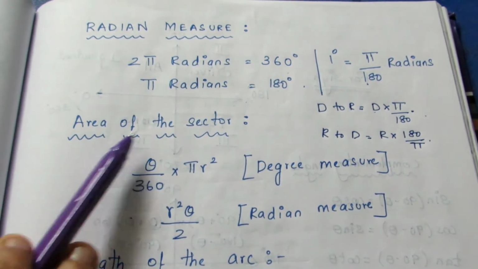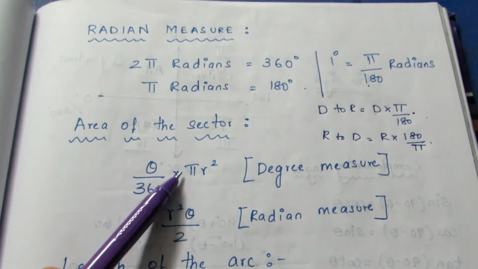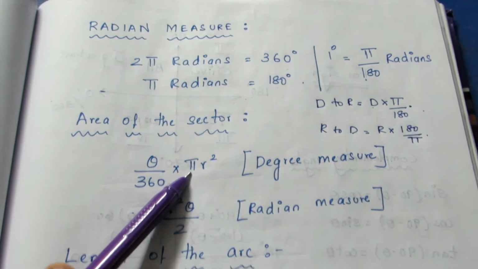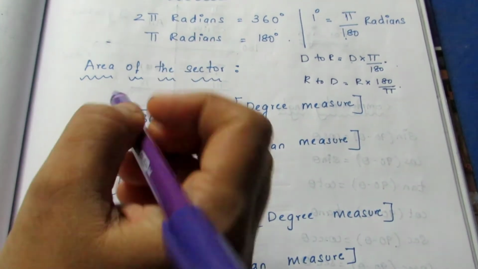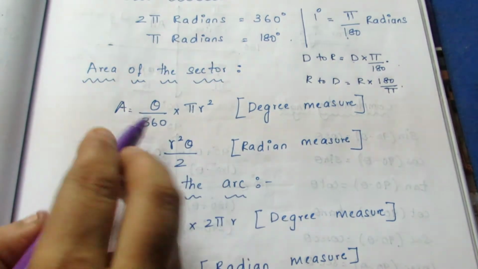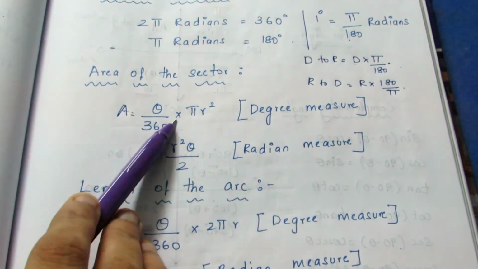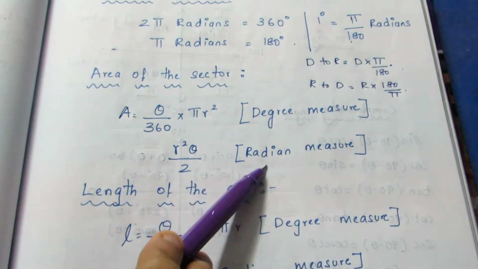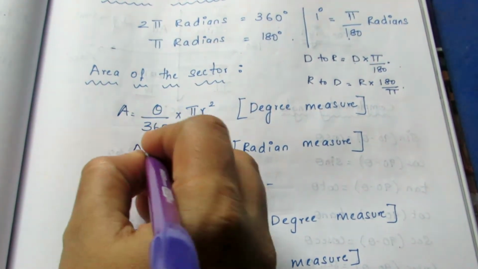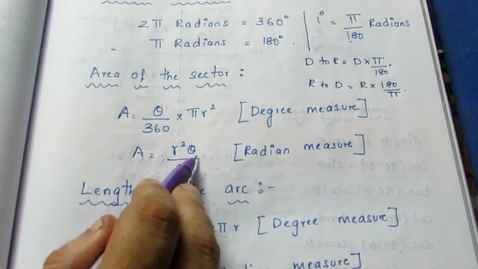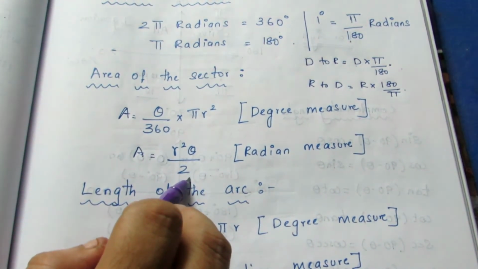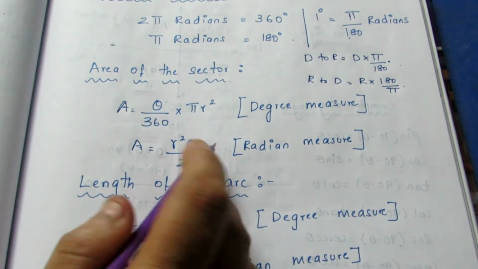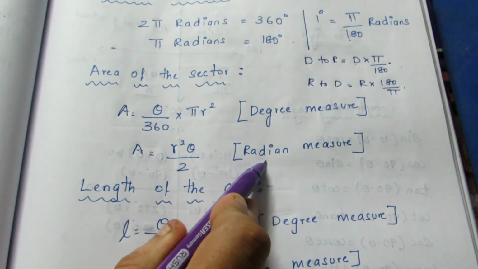We'll move on to the area of the sector, which we learnt in the smaller classes. Area of the sector is nothing but theta by 360 into pi r square, right? A is equal to theta by 360 into pi r square. When theta is a degree measure, we can use this formula which we have learnt in smaller classes. But if it is a radian measure, then your formula will be equal to r square theta by 2, when theta is a radian measure.